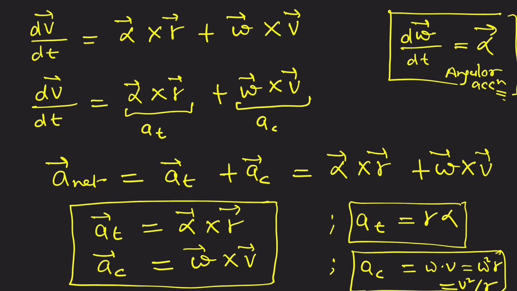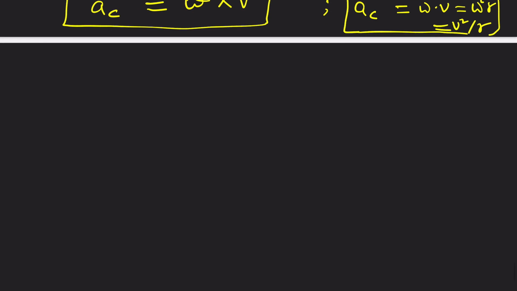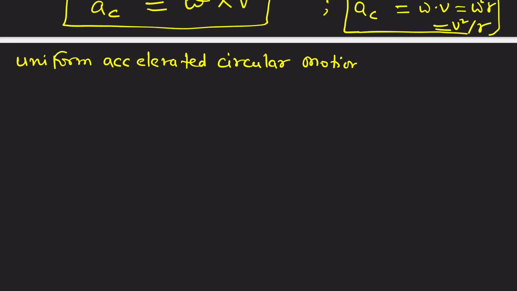Now for accelerated circular motion, there is a special case that we should know: uniform accelerated circular motion. For uniform accelerated circular motion, this is a special case of accelerated circular motion. So how have we defined this? Let me write down the definition of this case.